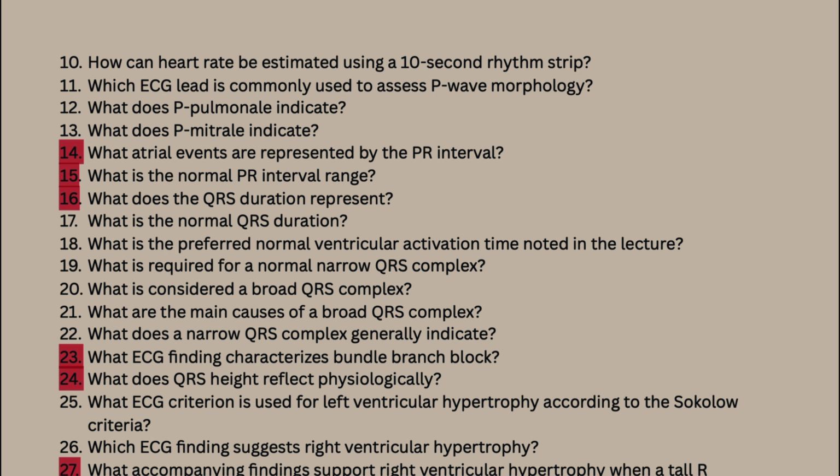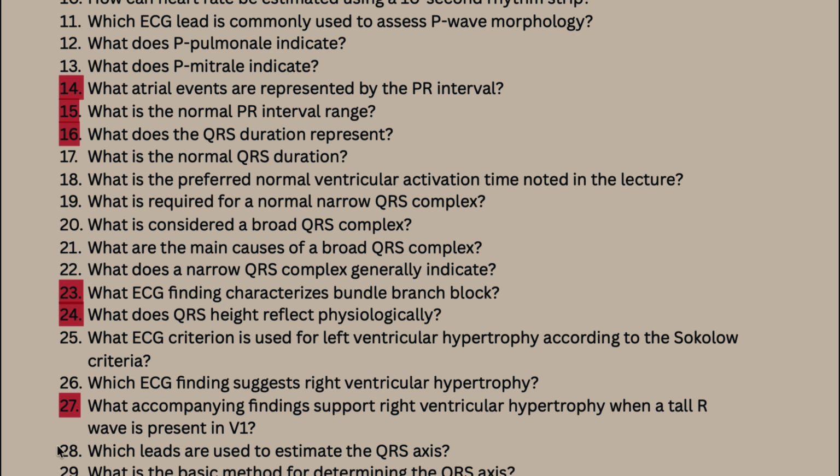For right ventricular hypertrophy, look for a tall R wave in V1. Supporting findings would include right axis deviation, T wave inversion in V1 to V3, and P pulmonale. These additional findings strengthen the diagnosis of right ventricular hypertrophy.